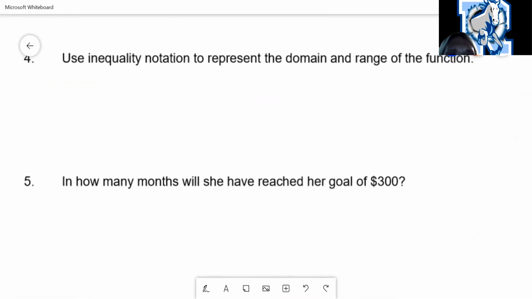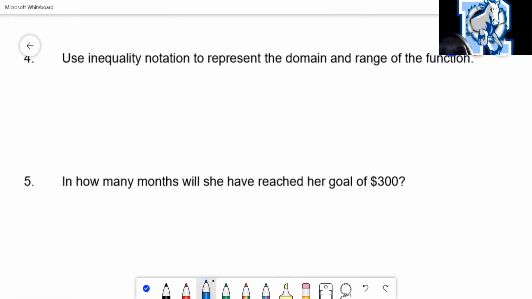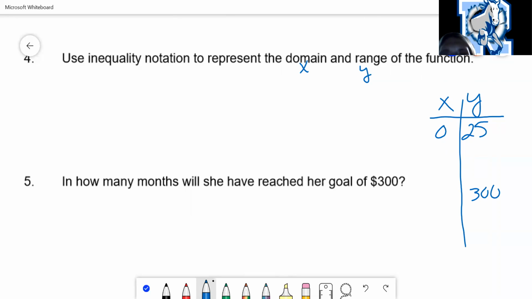It wants to know how many months until she will have reached her goal of $300, but it's also asking you for the domain and range. Remember, wherever we see domain, we have X, range is Y. So when I build my table, X and Y, we already know that at time 0, she starts with $25. What is her goal? Her goal is to save $300. Is she ever going to get exactly to $300? Well, let's see.